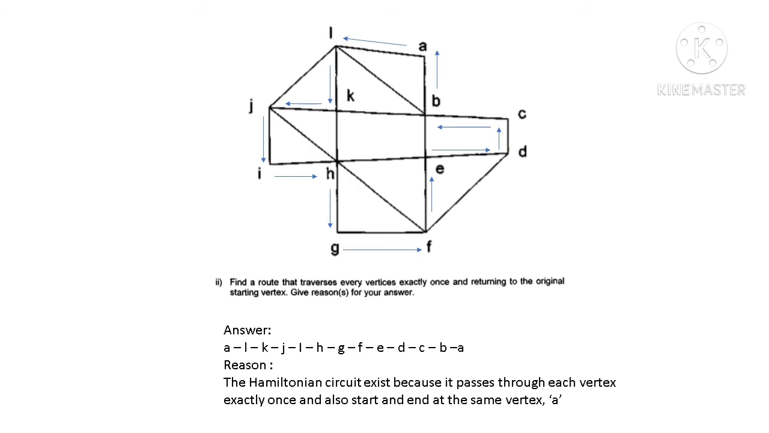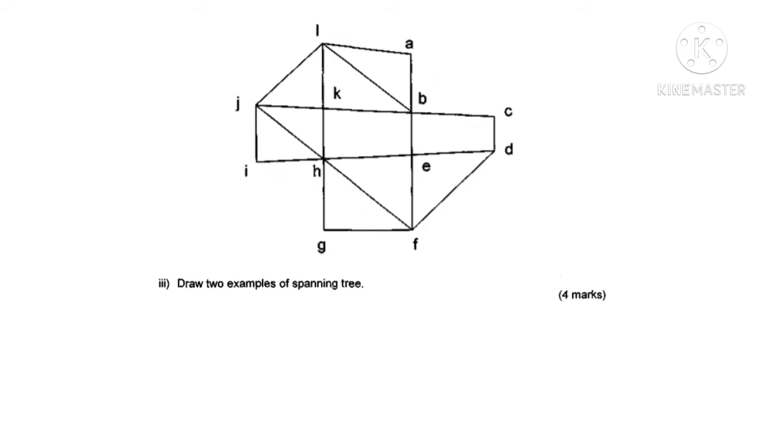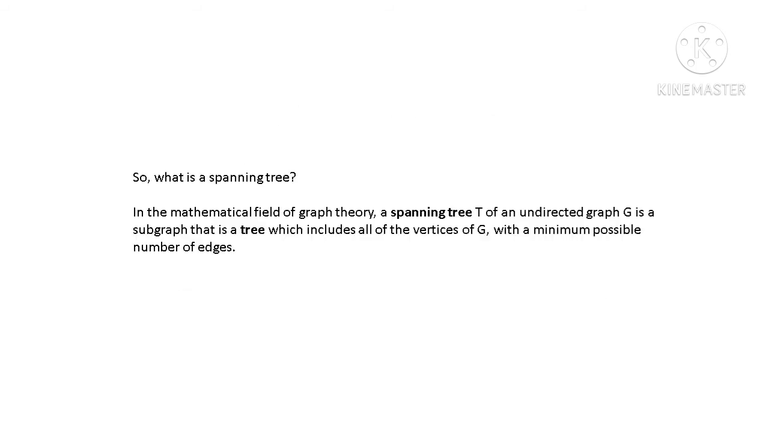And for the final question, it asks us to draw two examples of spanning trees. So what is a spanning tree? In the mathematical field of graph theory, a spanning tree T of an undirected graph G is a subgraph that is a tree which includes all the vertices of G with the minimum possible number of edges. So let's look at this video.